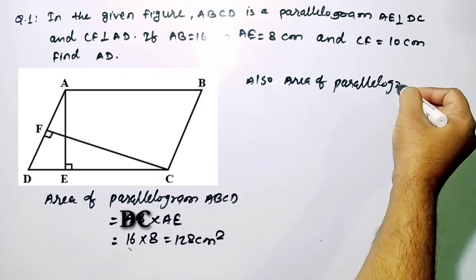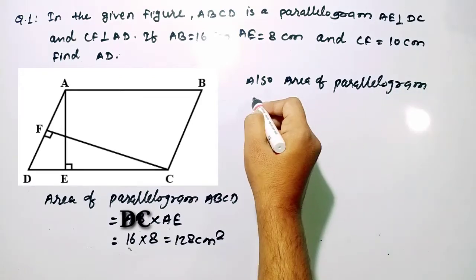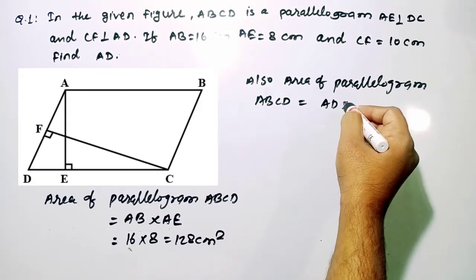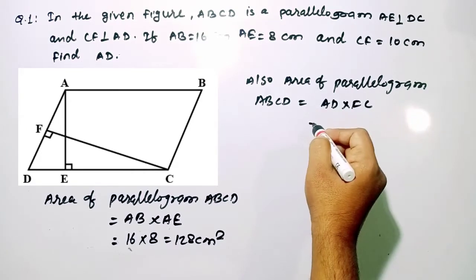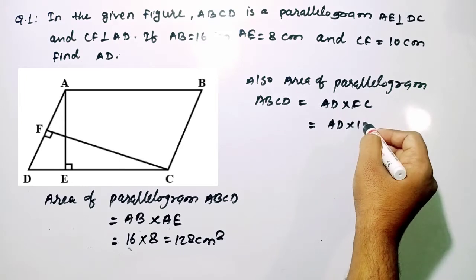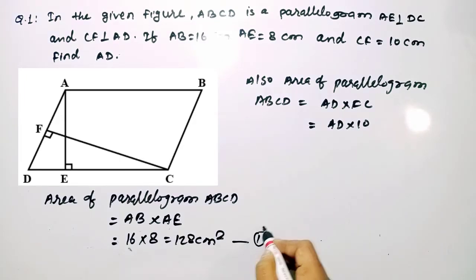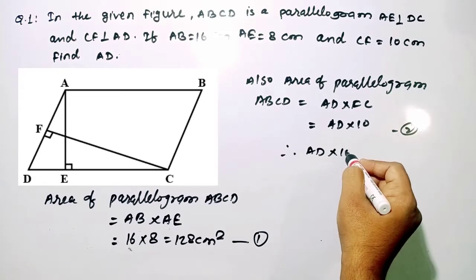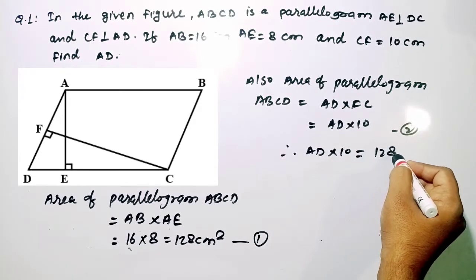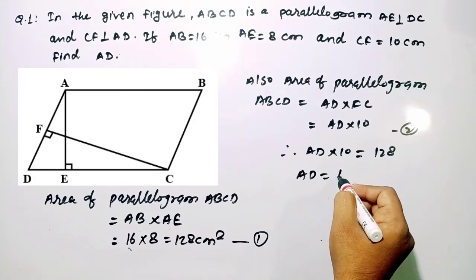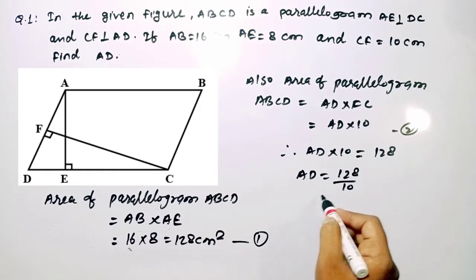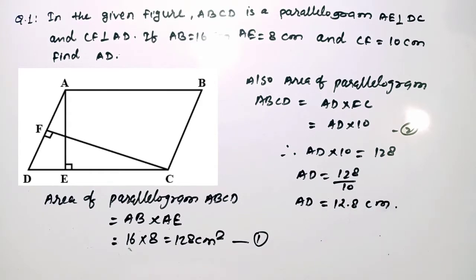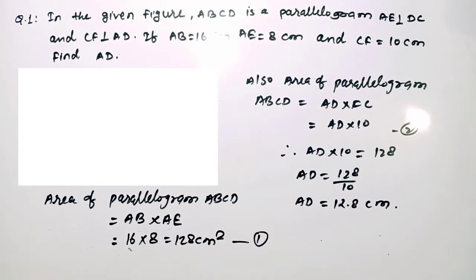Also, for the area of ABCD, we have another base and height. This time base is AD and height is FC. AD is unknown. These two expressions are equal because both are the area of the parallelogram. Equating these two results, AD into 10 is equal to 128. So the value of AD is 128 divided by 10, which is equal to 12.8 centimeter.